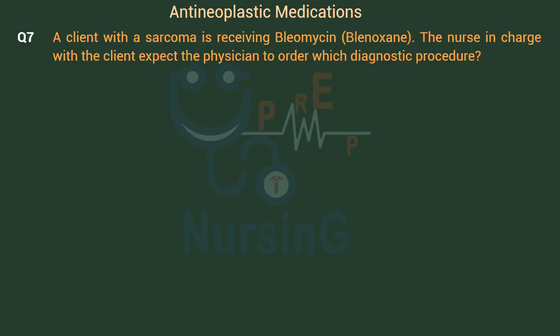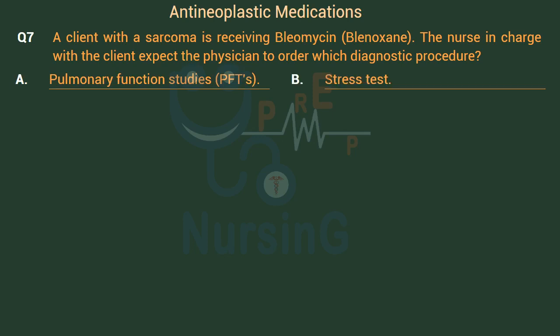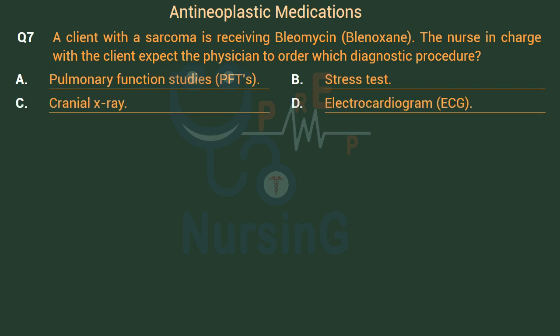A client with a sarcoma is receiving Bleomycin, Blenoxane. The nurse in charge of the client expects the physician to order which diagnostic procedure? Option A. Pulmonary function studies, PFTs. Option B. Stress test. Option C. Cranial X-ray. Option D. Electrocardiogram, ECG. Right answer is option A. Pulmonary function studies, PFTs.